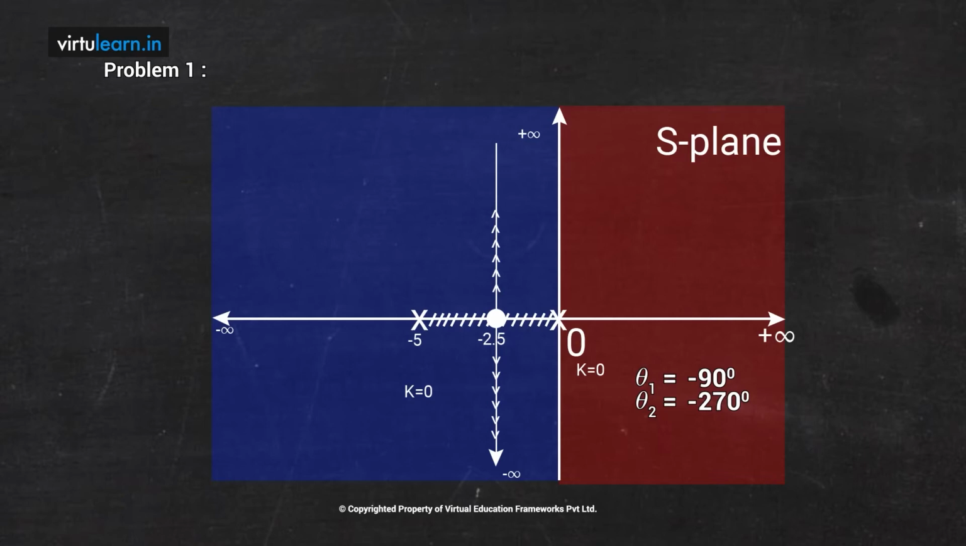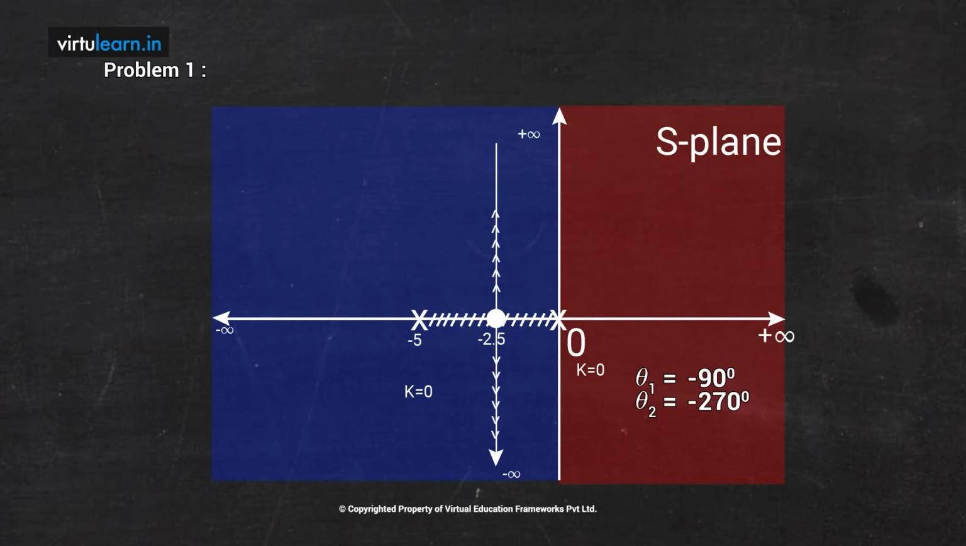Minus indicates counterclockwise direction. So in the S plane, on the right side, from 0 to plus infinity, this is the axis of 0 degrees. From there I can measure the angle in anti-clockwise direction, and that angle is your minus. If you have plus, then you should take clockwise direction angle. Since we are taking all minus, we take the minus value. So from here to here minus 90, and minus 270.